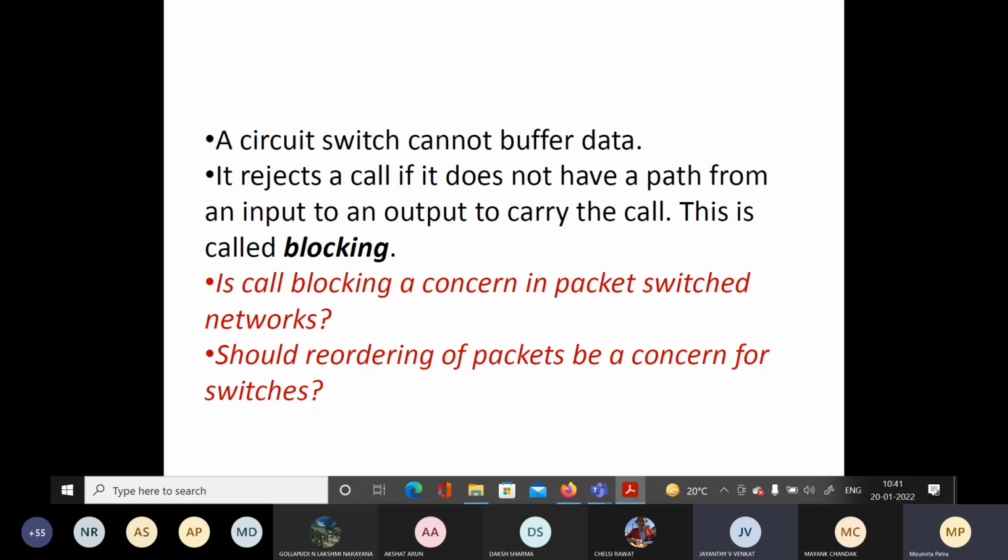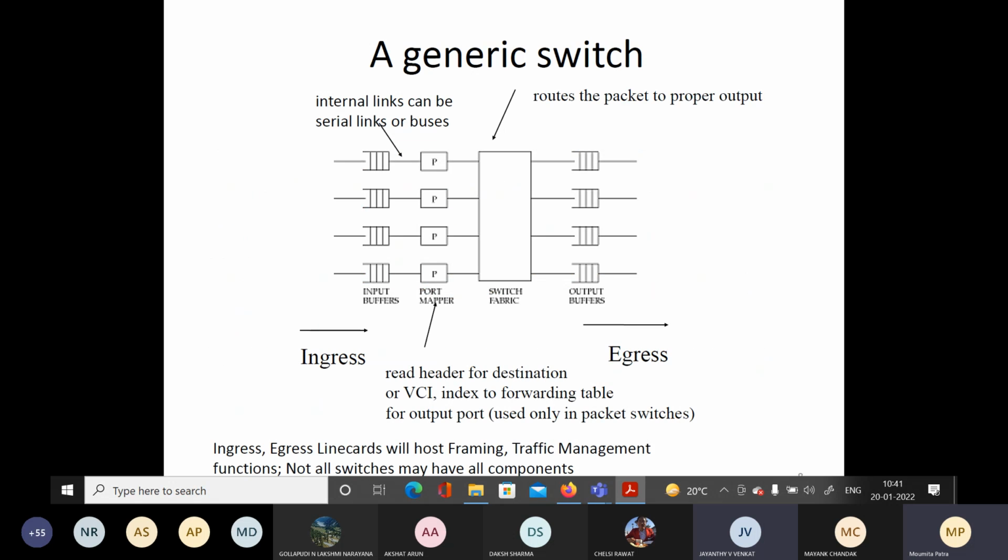Similarly, for packet switch networks I have also given you some examples. What we will do is see how a generic switch works, and then see how different kinds of switch fabrics work, and the various ways in which researchers try to increase the capacity of the switch.